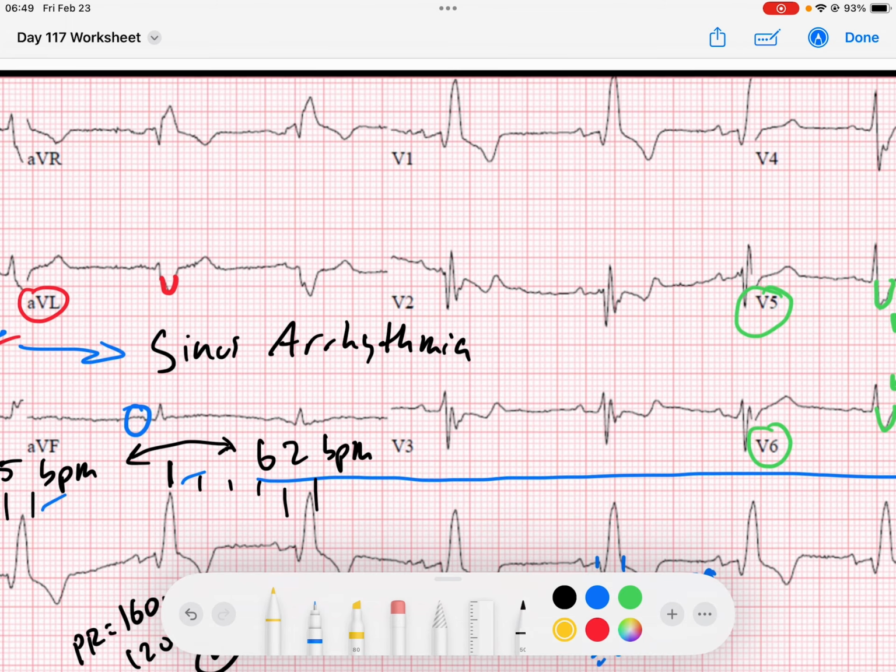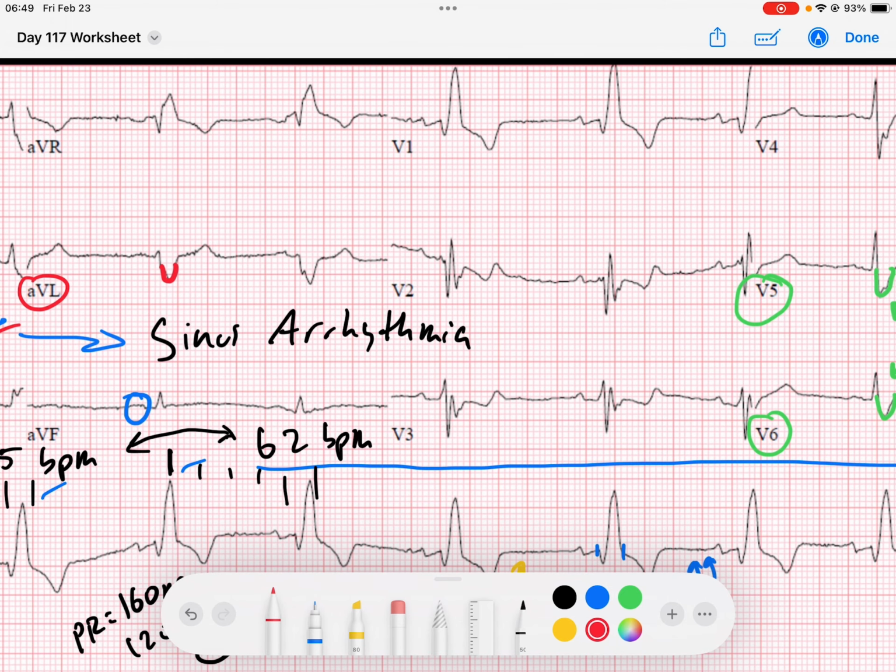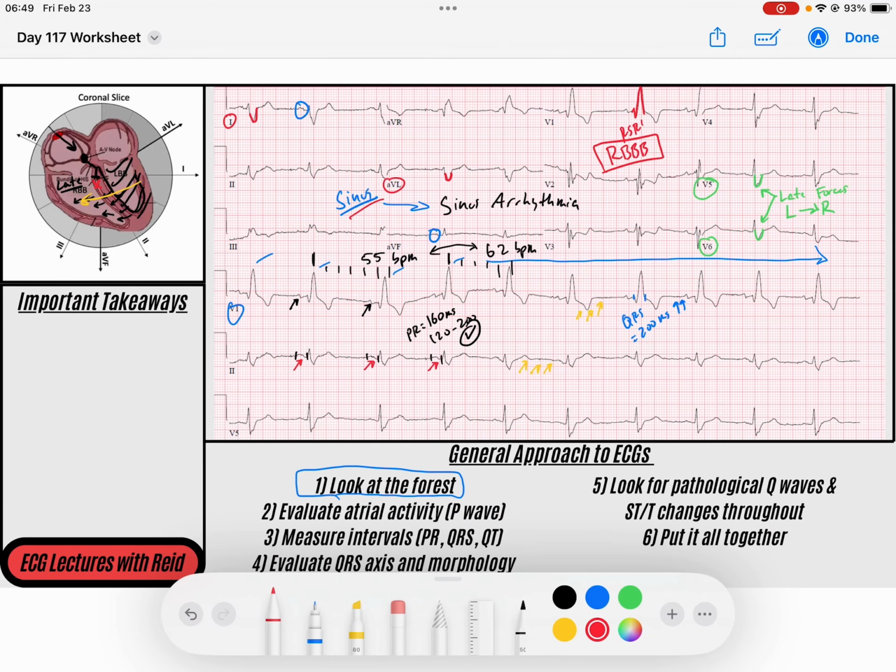And then we get this nice RSR prime, right, in V1, the RSR prime, right? So really, we're seeing all the evidence for a right bundle branch block, right? So we've got a right bundle branch block.